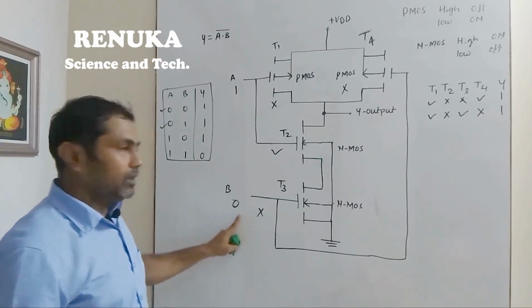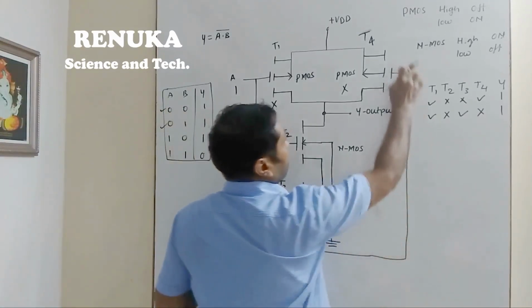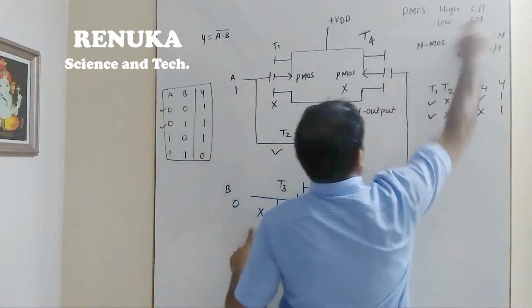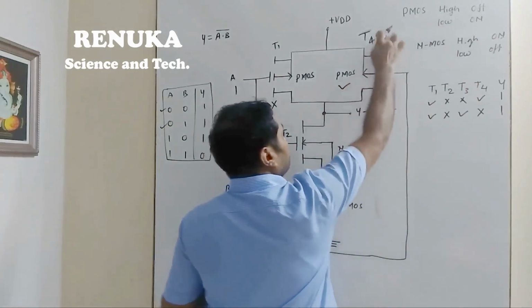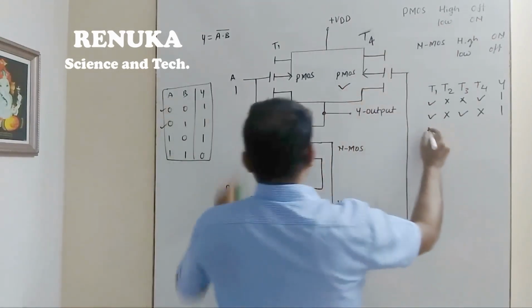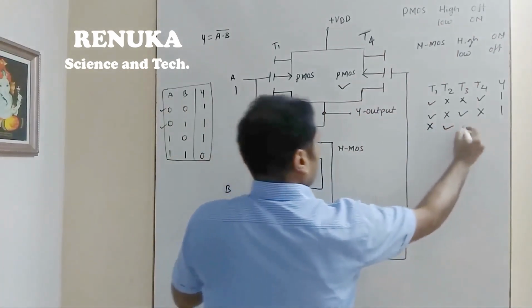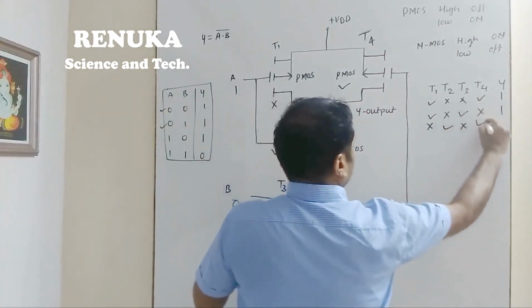The same logic 0 is connected to the gate of the PMOS. If a PMOS is connected to low, it will be on. So the PMOS, that is T4, will be on, and T3 is off. Let us summarize this. T1 is off, T2 is on, T3 is off, and T4 is on.